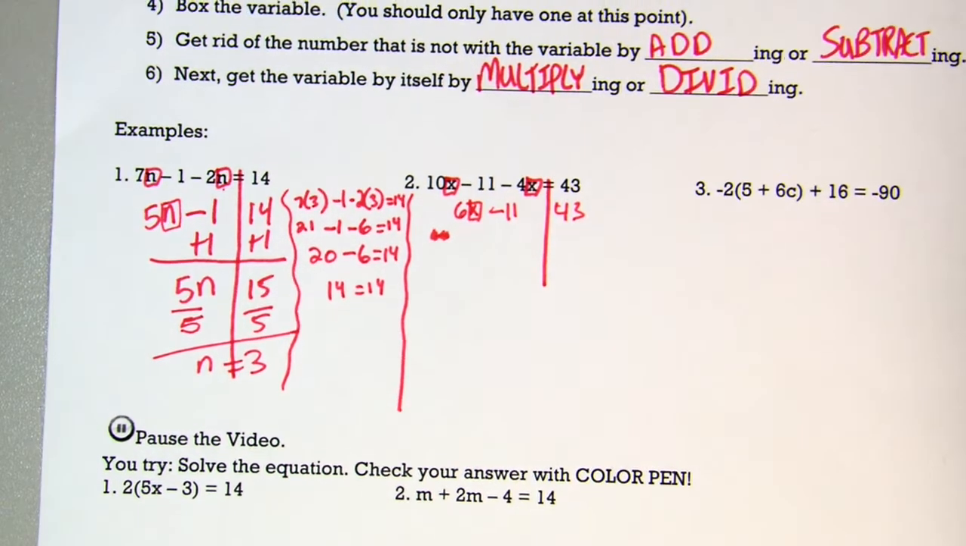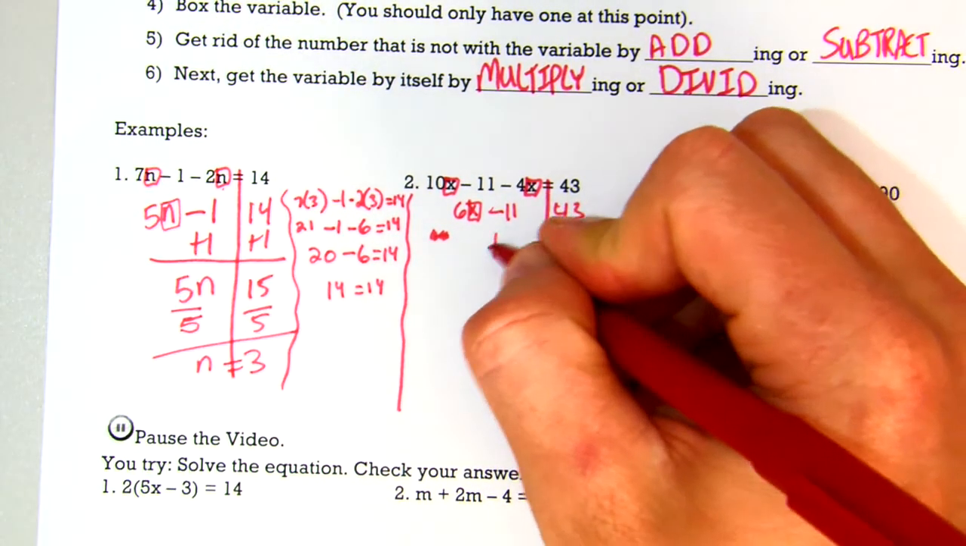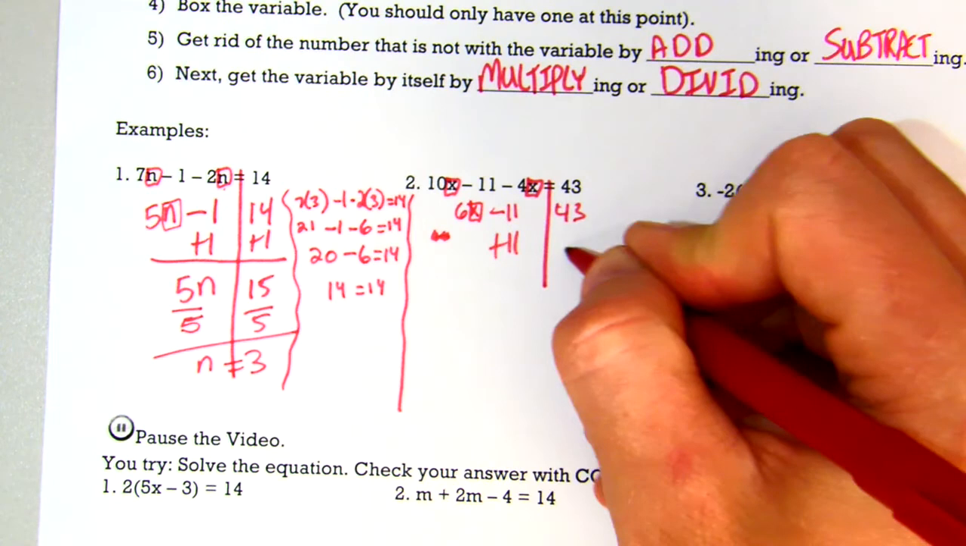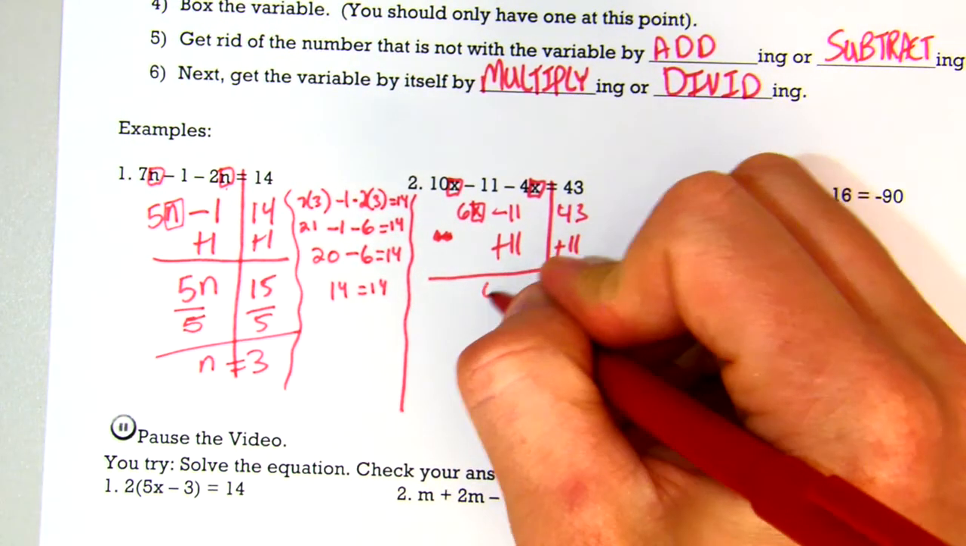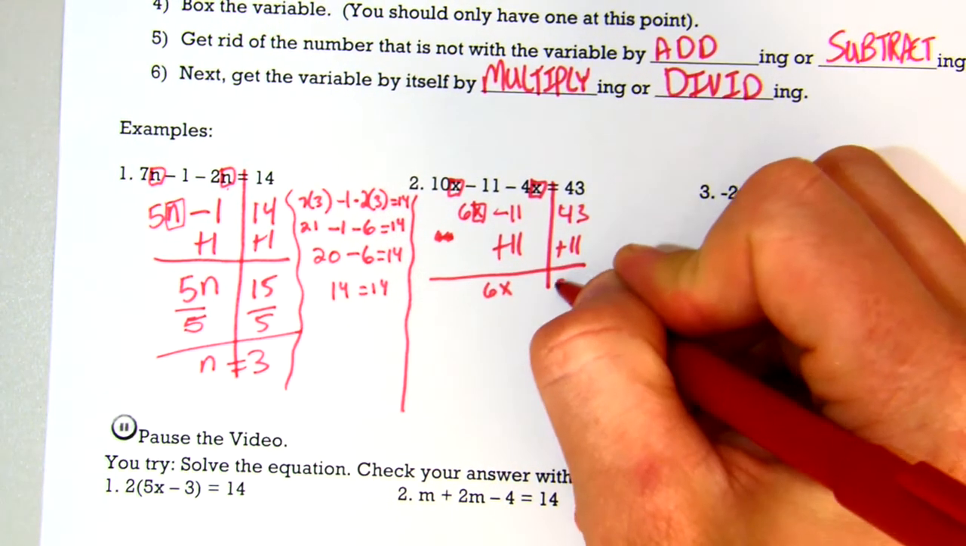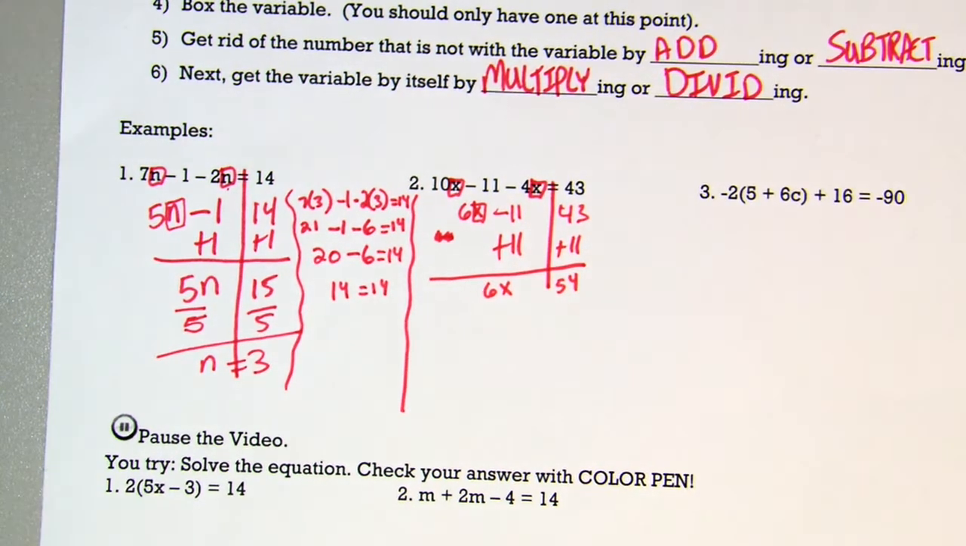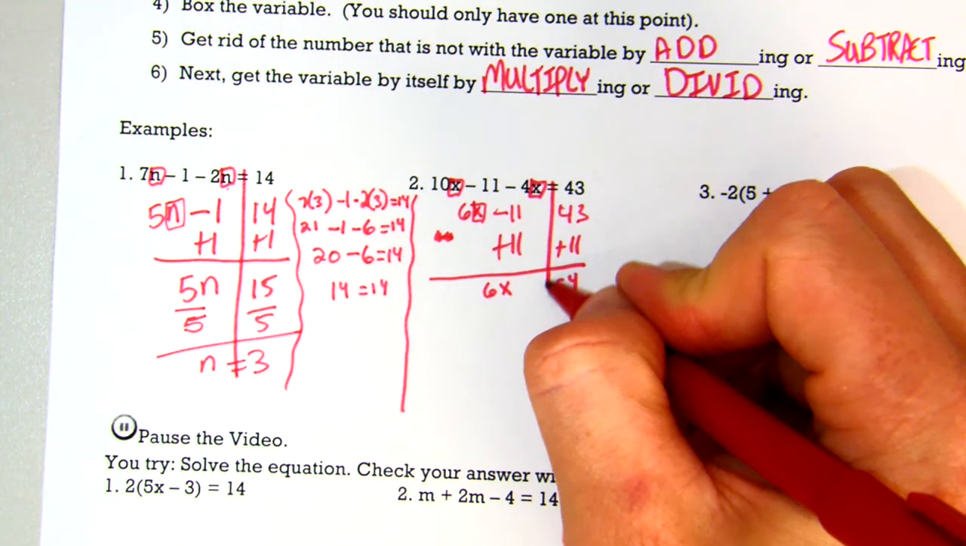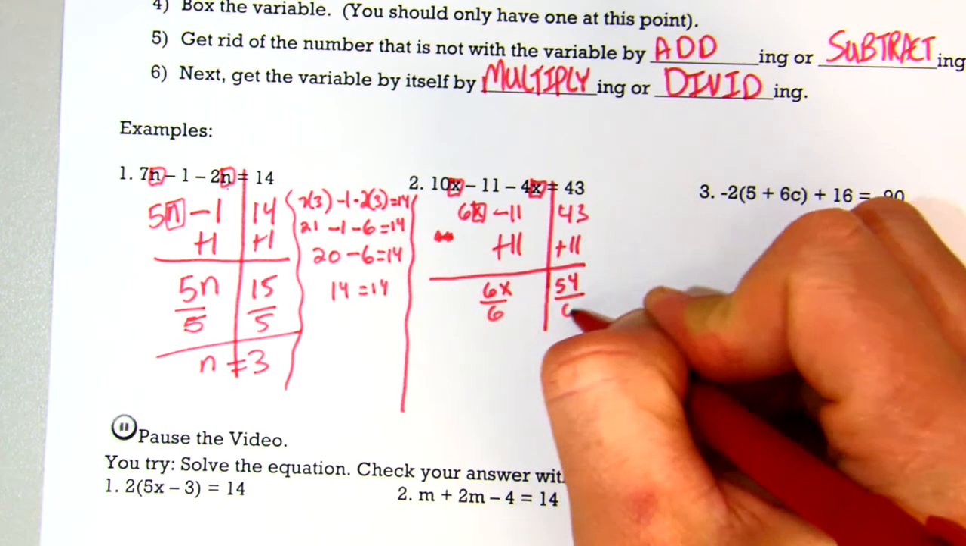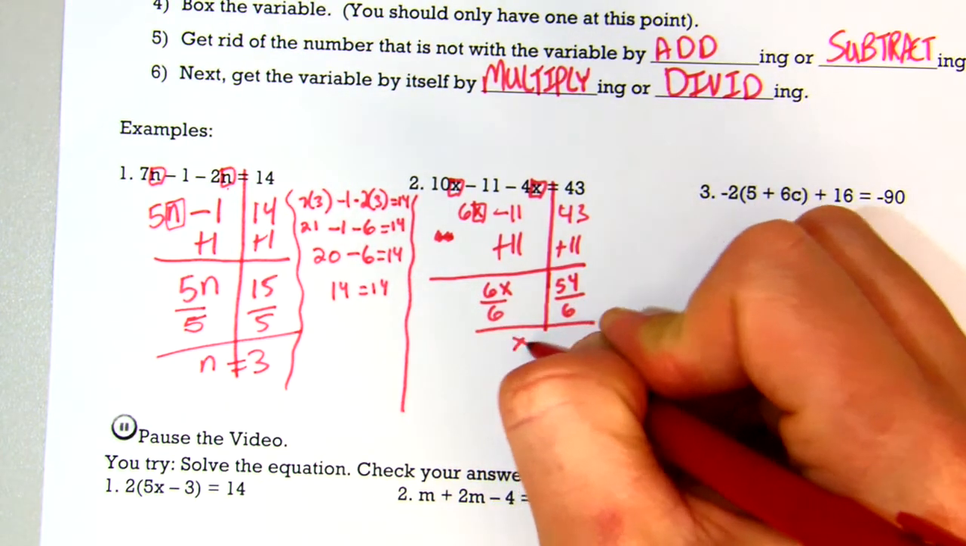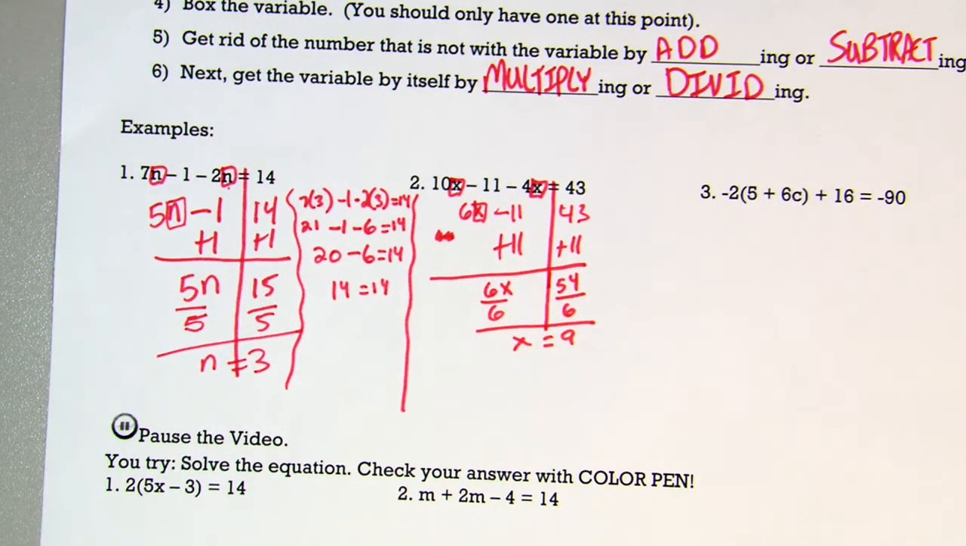Alright, now I can go ahead and solve it. I've got to do plus 11 here on both sides. Leave me with 6x and 54. Divide by 6 on both sides, and I get an answer of x is equal to 9.